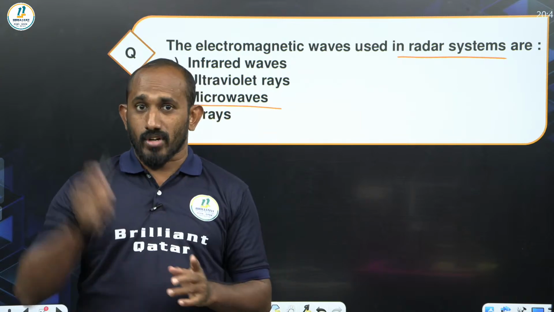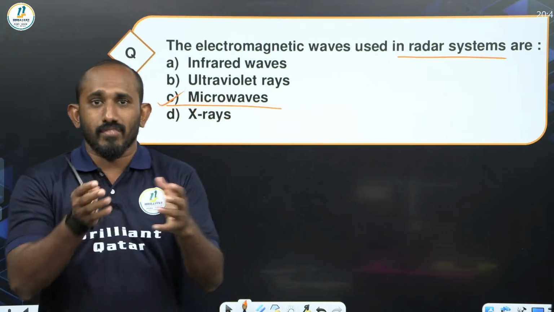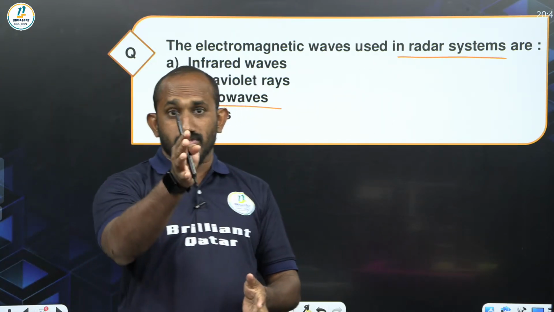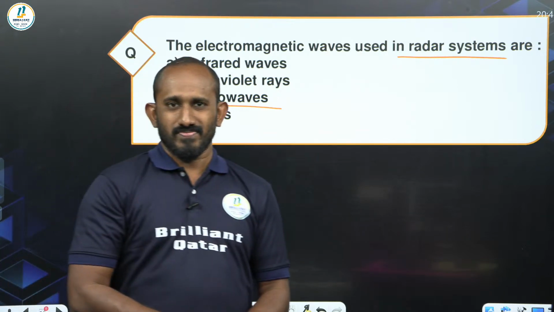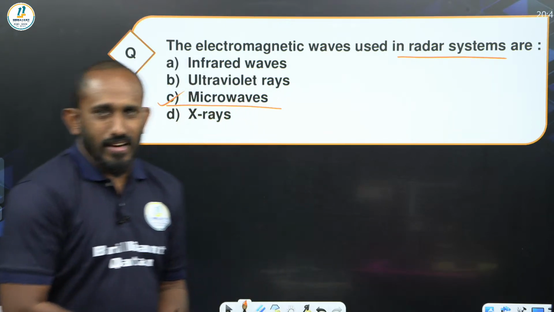Then night vision cameras, photography, the CCTV cameras are there. Night vision uses infrared rays. Even the James Webb telescope uses infrared rays. A lot of applications are there for infrared.